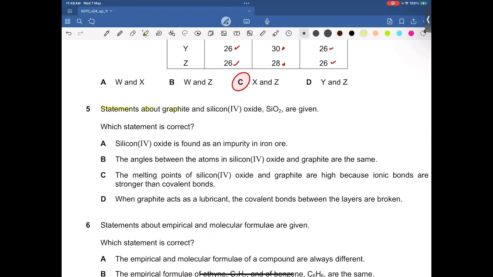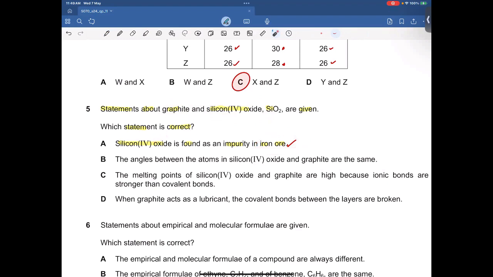Statements about graphite and silicon 4 oxide are given. By the way, graphite and silicon dioxide both are giant covalent and exhibit covalent bonding with lots of strong covalent bonds. So which statement is correct? Silicon 4 oxide is found as an impurity in iron ore. That's true, because iron ore is hematite ore, and hematite ore has silicon dioxide as an impurity.